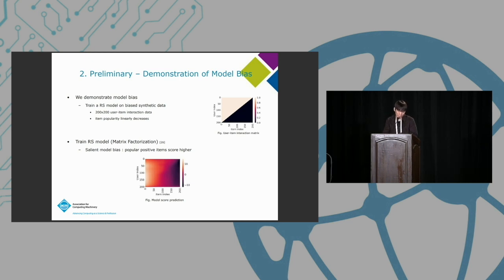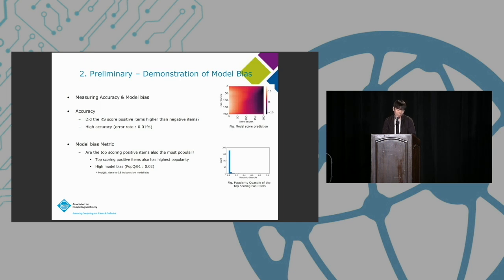Training a recommendation system model on this data, we get the model score prediction in the figure below. And we can observe a salient model bias because the popular items, which are items with smaller index, score higher than other positive items. So even if we condition on the positive items, like where the white triangle is, we see the scores of items on the left side, the popular items, are higher, like 10, than other positive items on the right side, which have a smaller score.